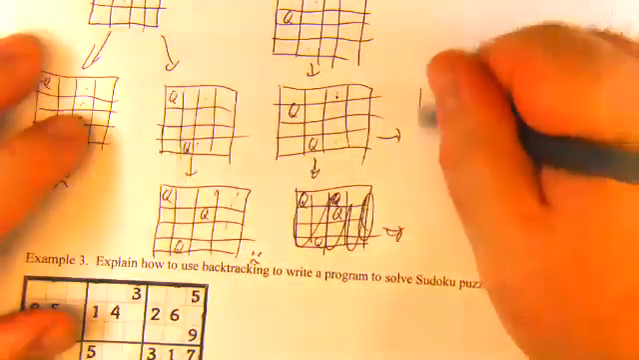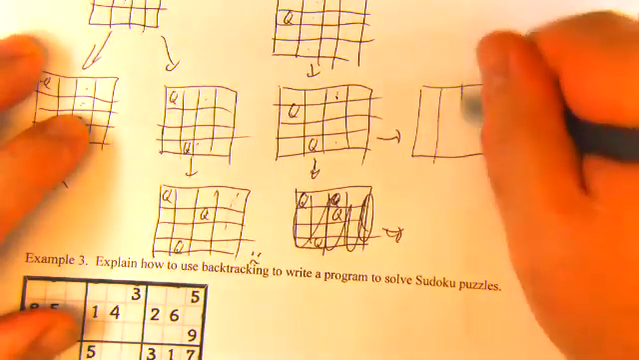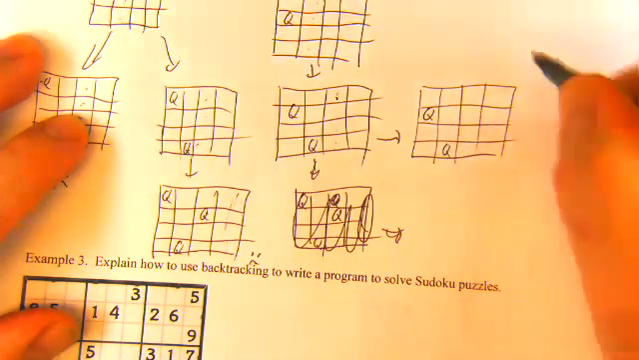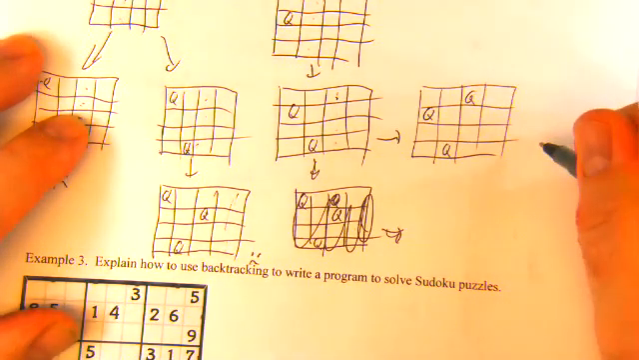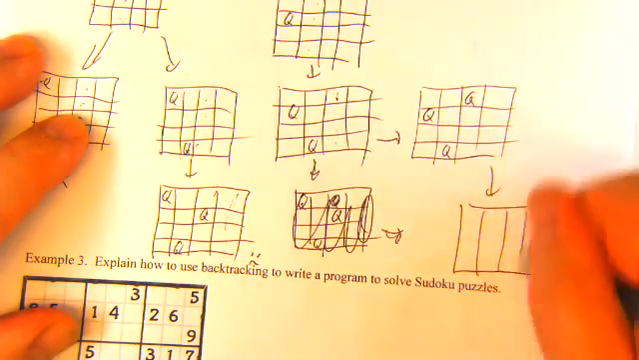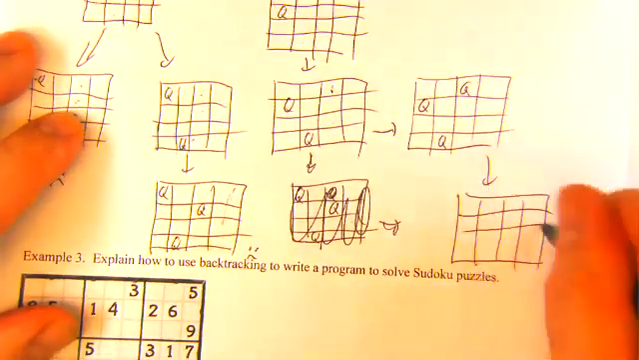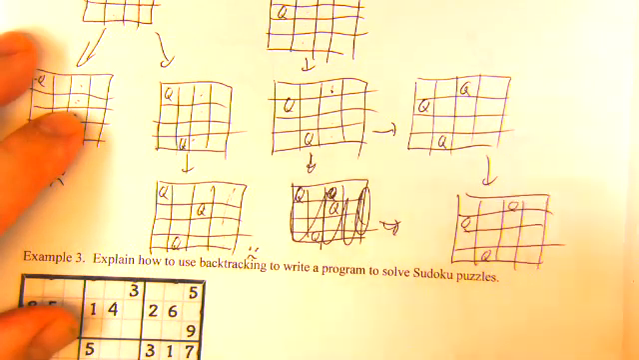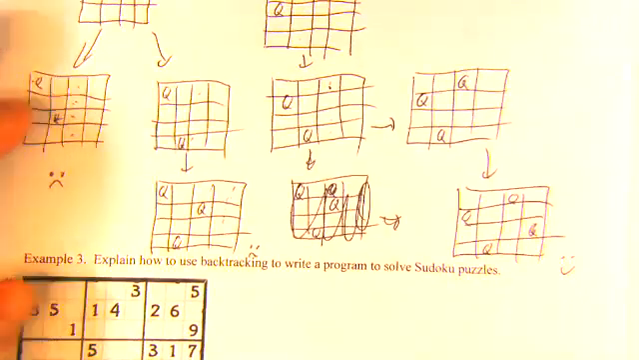My drawing. This queen is here, this queen is here. Now I can put a queen up there. And then finally, I have a queen here and a queen here and a queen here. Can I put one in the fourth column? Yes. That worked.